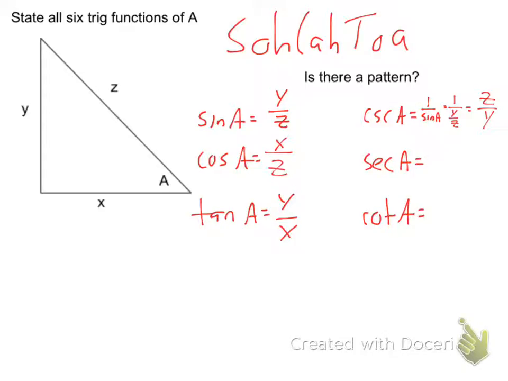What do you think the secant of A is going to be? It's z over x, yes. Cotangent A is x over y. So it's really easy, guys, if I'm able to find the sine, cosine, or tangent of something, to take the reciprocal, and now I have the secant, the cosecant, and the cotangent. It's awesome. It's quick. It's easy.